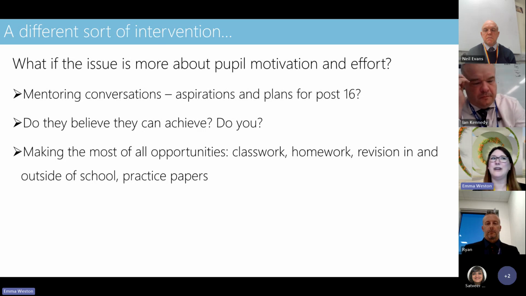And that's definitely not all on us, but it is worthwhile having that conversation with them, especially if they're the pupils who are quite reluctant to take part in some of these interventions. So actually, if you were making the most of every maths lesson that you had, I probably wouldn't feel the need to be asking you to attend X, Y, and Z intervention.